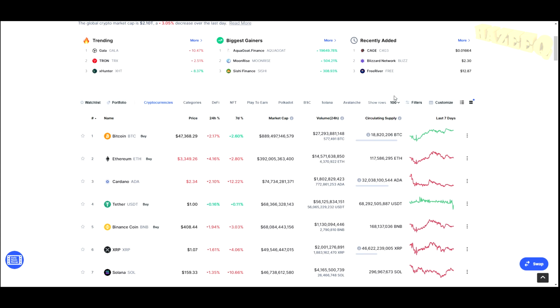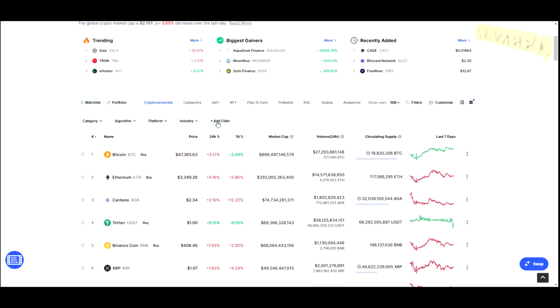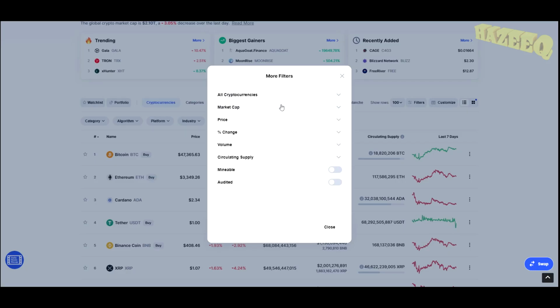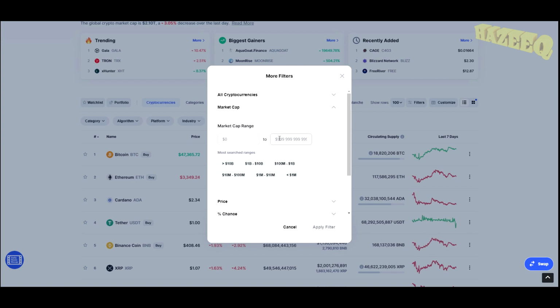Okay, now you go to filters. You click filters, you scroll down, click add filter, and you can really search by anything. So market cap, let's say $50 million market cap, from 0 to 50 million. You can do whatever you want here, market cap range, and then you click apply filter.